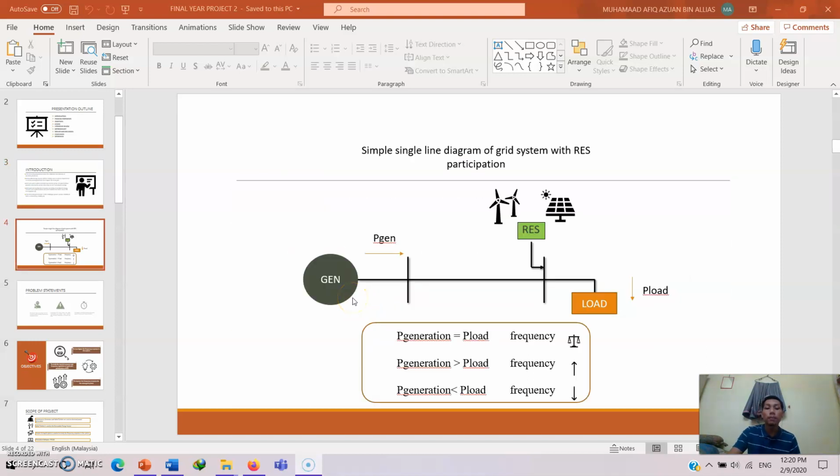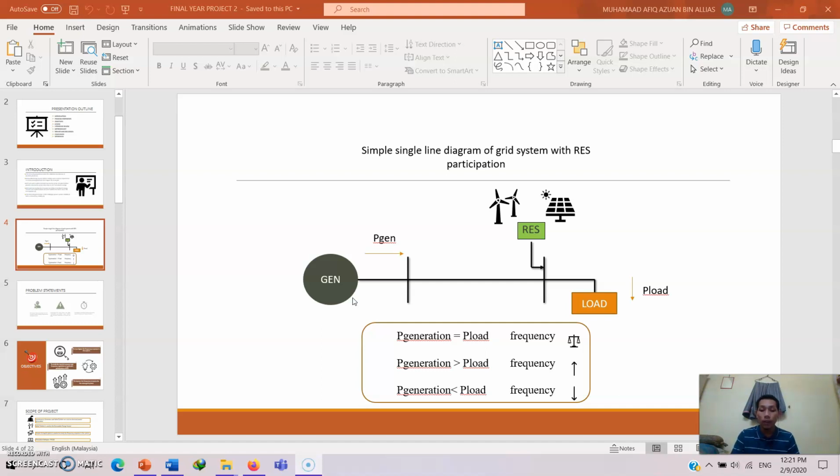Next is the simple single line diagram of a grid system with renewable energy source participation. As we can see, the power is generated by the generator itself, goes to the bus bar, goes to the transmission line, goes to the bus bar, and lastly goes to the load. What we can see here is that the RES is commonly connected at the load side, which gives additional support to the load if there is a contingency.